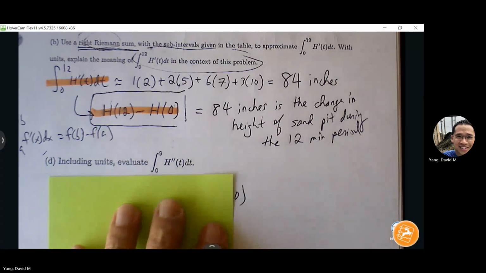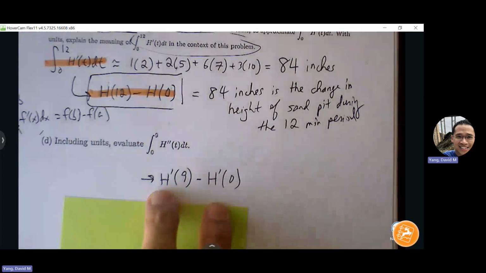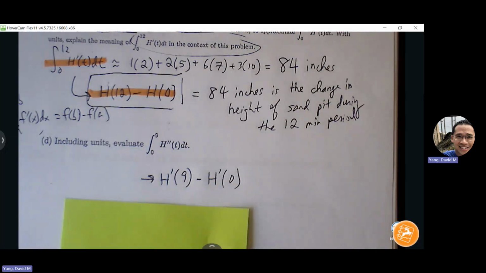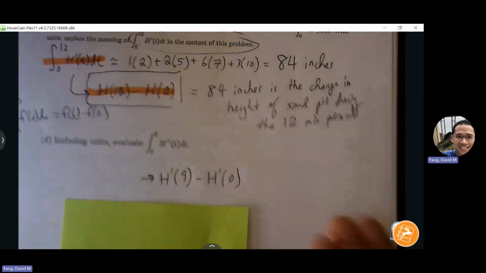Good. So looking at this, it's a lot easier to understand what's going on because we have data to get a number out of this, right? What's H prime of 9? Yeah. And H prime of 0 is 1. Yep. So, and then what's our unit of measure going to be? Inches per minute, right? That's easy to tell because we know H prime is inches per minute.